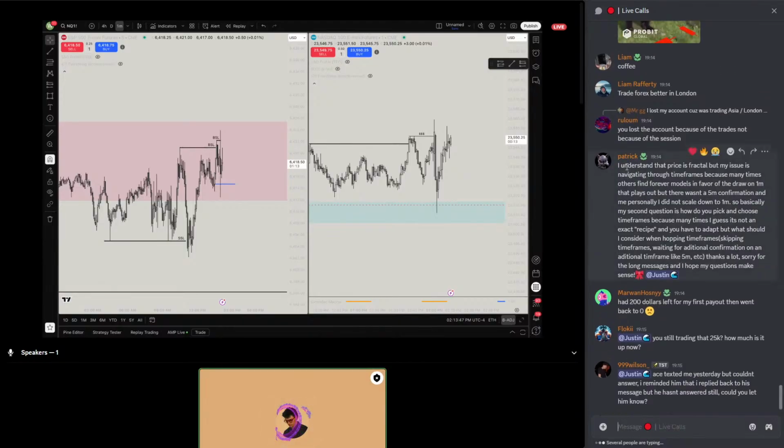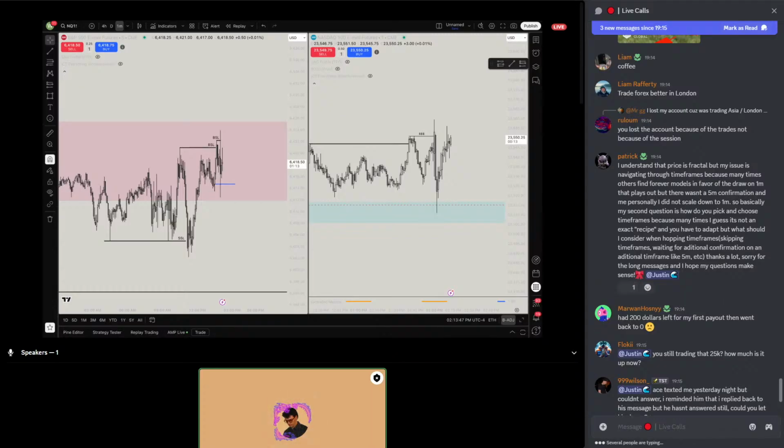Understand that price is fractal, but my issue is navigating through time frames, because many times others find Fairweather models in favor of the draw on 1 minute that plays out, but there wasn't a 5-minute confirmation. And me personally, I did not scale down to 1 minute. So basically my second question is how do you pick and choose timeframes? It's not an exact recipe and you have to adapt. What should I consider when hopping timeframes, skipping timeframes, waiting for additional confirmation?